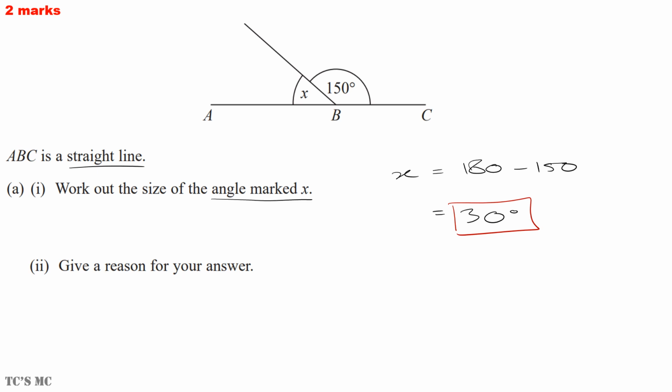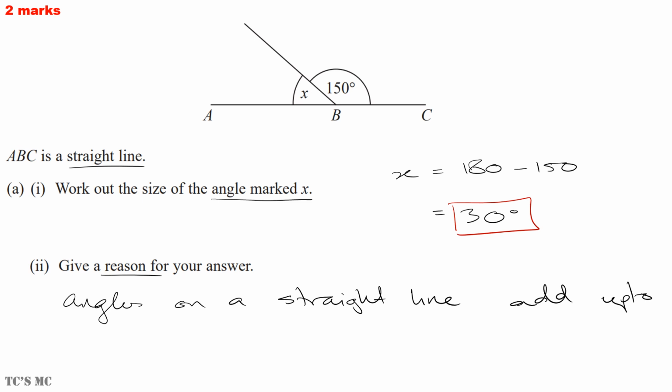Part B, it says, give a reason for your answer. Here we must write angles on a straight line add up to 180 degrees. You must use words such as add up to or total or sum for that second mark.